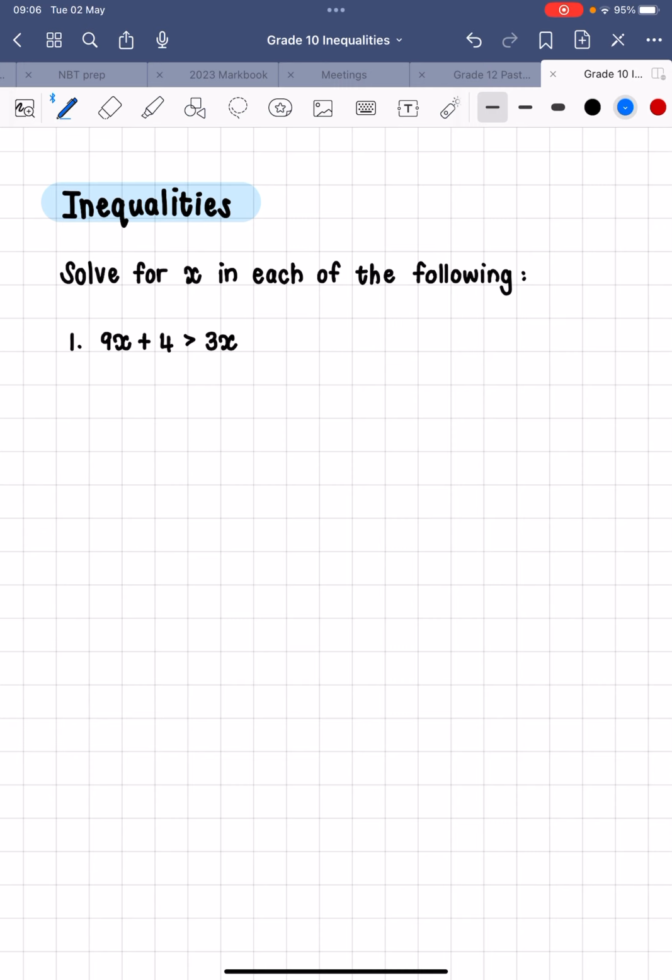Guys, this symbol means that whatever is written on the left-hand side of that symbol has to be bigger than or greater than whatever is written on the right. So when we are solving an equation, when we have an equals between the two sides, we need to find a value of x that will make the two sides equal to each other, right? So that if I sub in x on the one side and x on the other side, I'll get the same value on both sides.